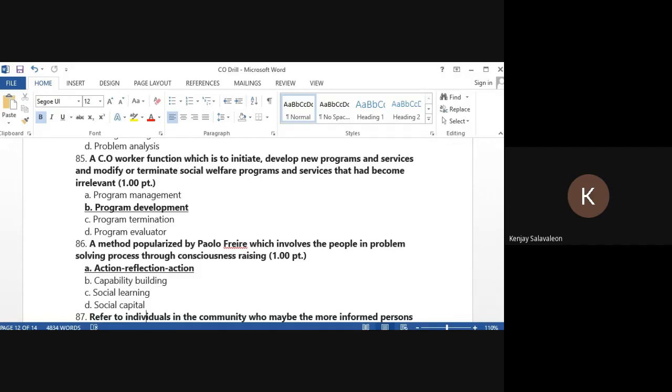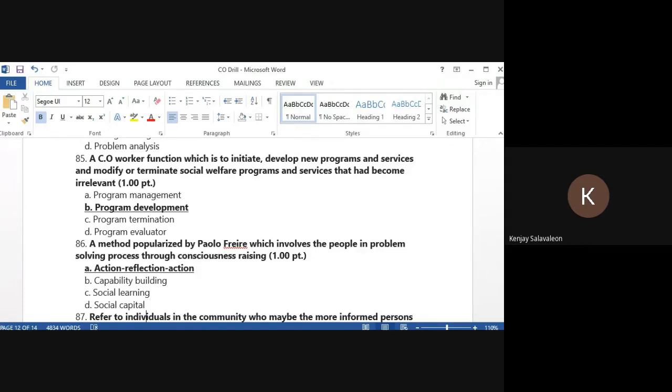No? Program termination, yun nasa last, and program evaluation is before you can even modify or terminate, it must undergo some evaluation. Given that there is a clear purpose, objectives, and indicators, or objectively verifiable indicators and means of verification for every objective or project.